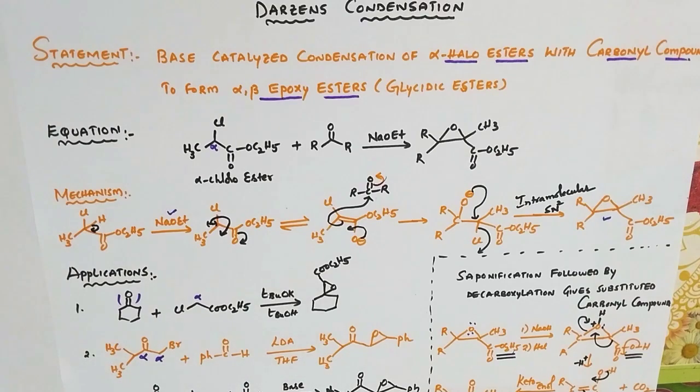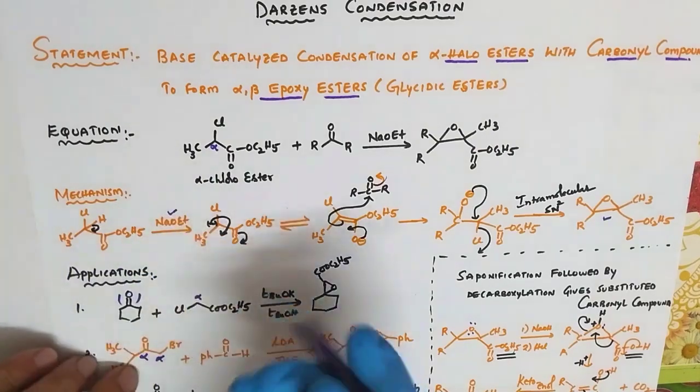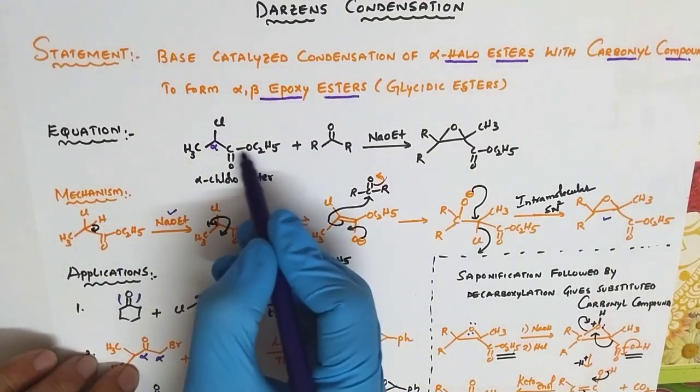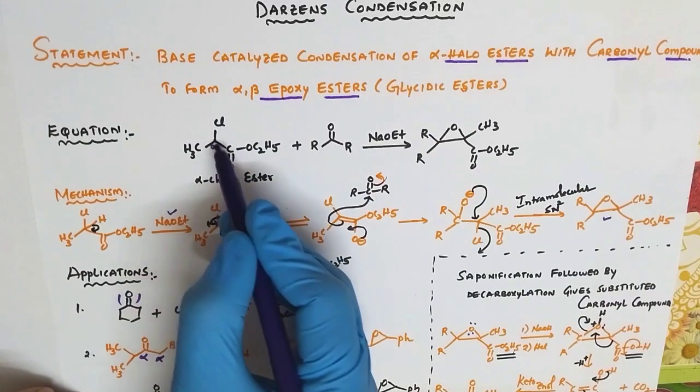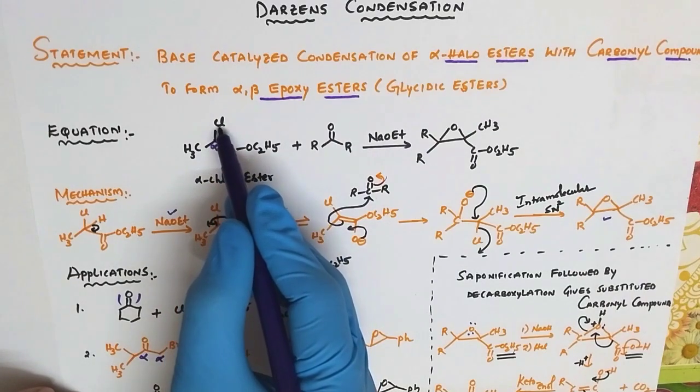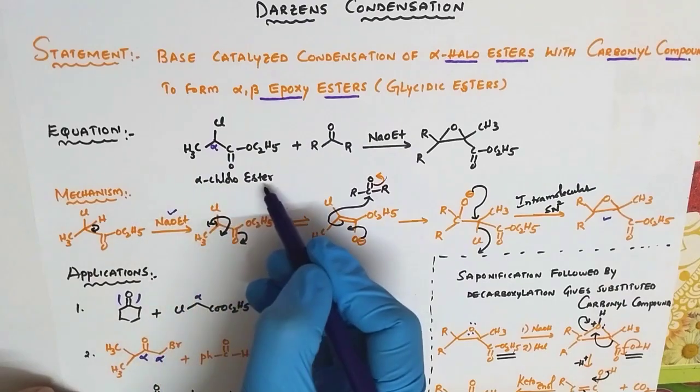Here the reactants are alpha halo esters with carbonyl compounds. They are treated in the presence of a base to produce an alpha beta epoxy compound. See the equation. This is the ester group, or not? With respect to C double bond O, this is the alpha portion. The alpha portion is having Cl, chloro. So this is an alpha chloroester.